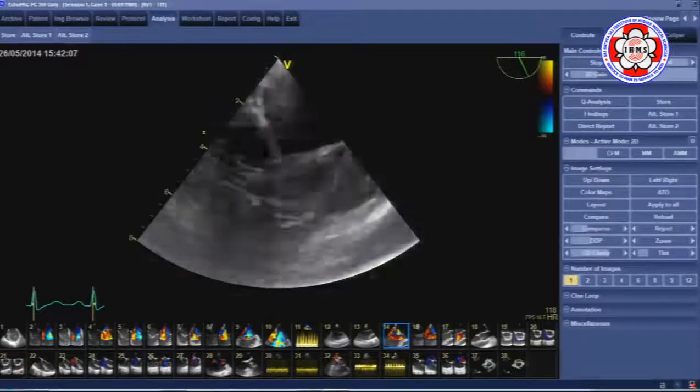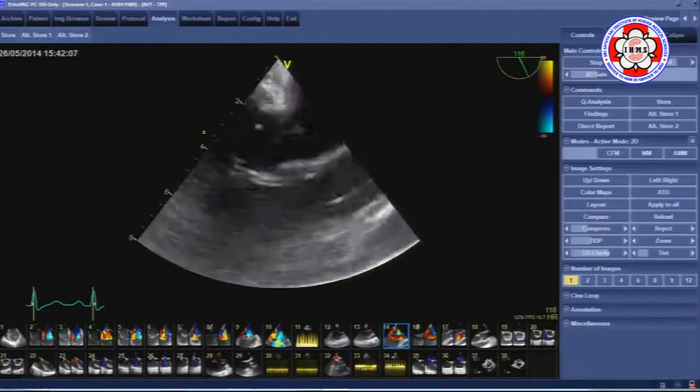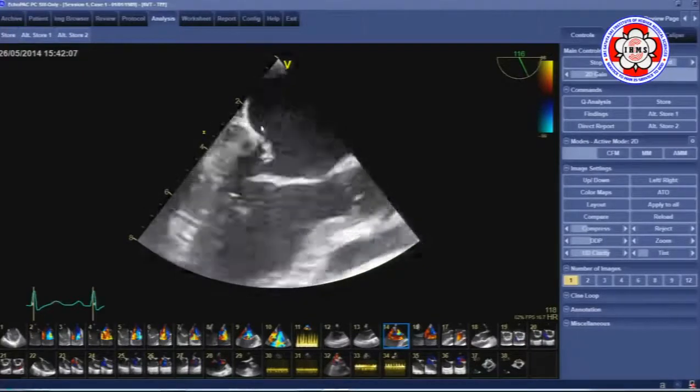This is 1, 2, 3. So this is A1, A2, and then P3. So A1, A2, P3. That's a lot, you know?